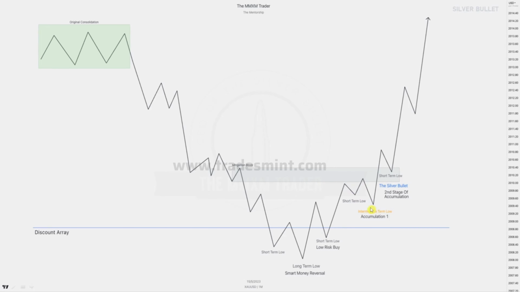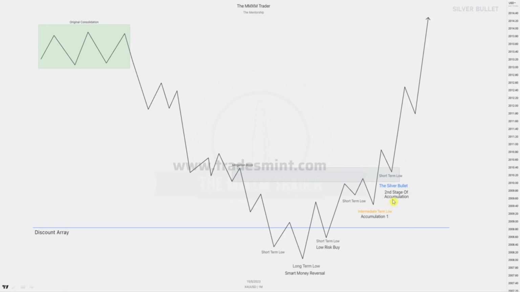We see this intermediate term low forming, and it is only an intermediate term low once we form a short-term low to the right of it, right? So we need to have a short-term low to the left of it and then a short-term low to the right of it. And this is the silver bullet entry model and second stage of accumulation.